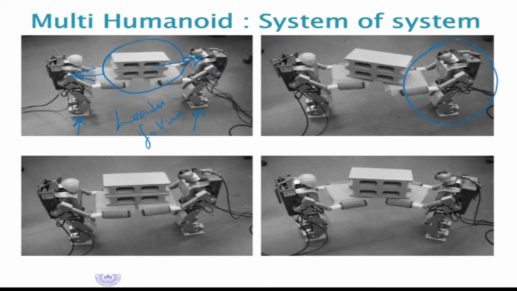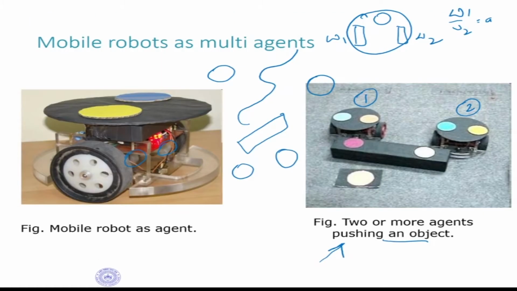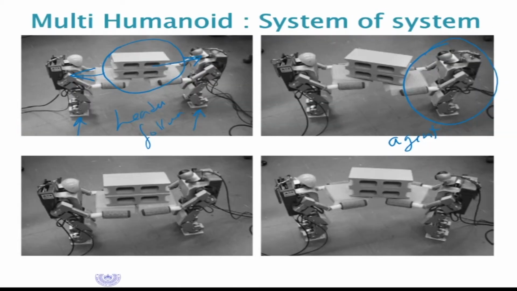Now each of these can be called an agent. Each robot here can be called an agent. This is a biped robot agent. Here it's a mobile robot agent, but essentially they're doing the same job. They have some task plan and they're doing some particular task. So we can see that these agents can be of different kinds. They can be bipedal agents, they can be a torso mounted on a mobile robot, or they can be mobile robots themselves doing a particular task.